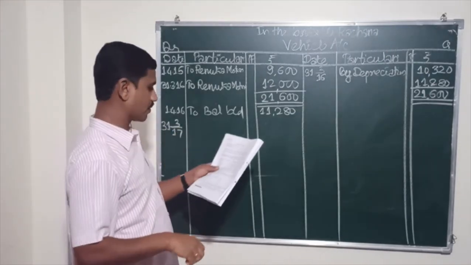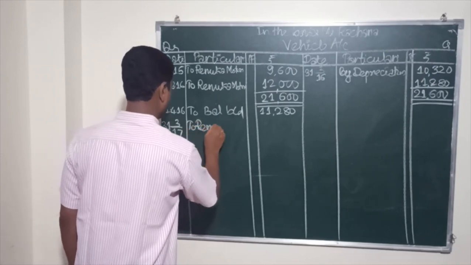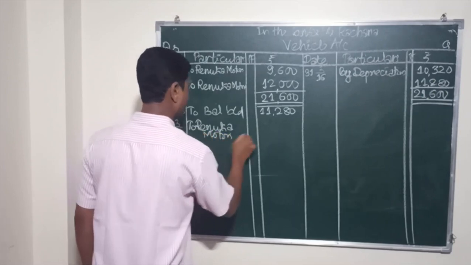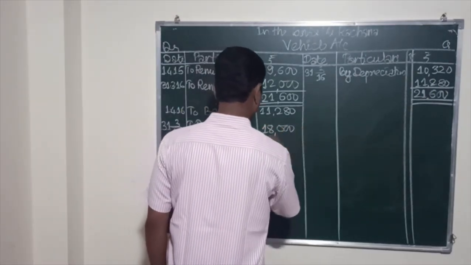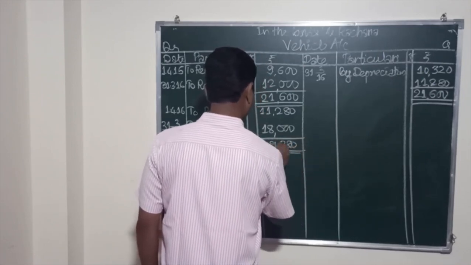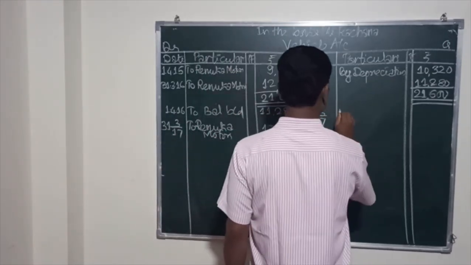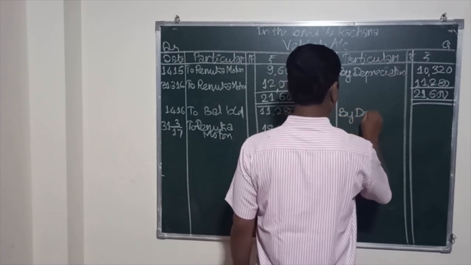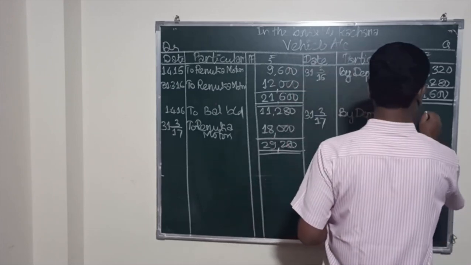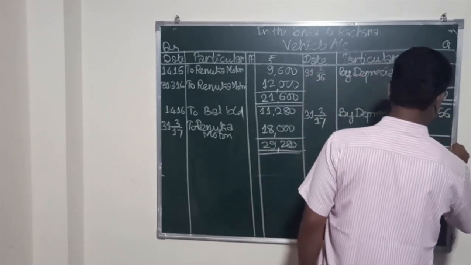On 31/3/17, when the second installment becomes due, then the vehicle account debit to Renuka Motors. To Renuka Motors, 18,000. So when we take the total of this here, it will be 29,280. So on 31/3/17, when the depreciation is allowed for the second year, depreciation account debit to vehicle account, so vehicle account is credited by depreciation. So the second year depreciation will be 8,256. So now let's take the total here.